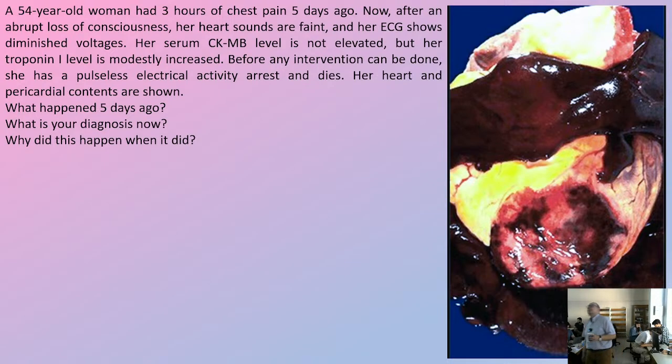And its history: 3 hours of chest pain 5 days ago. Now she has an abrupt loss of consciousness, and we have the creatine phosphokinase isoenzyme not elevated, but the troponin 1 level modestly elevated in her serum. And we have this autopsy patient. So what happened most probably to this patient 5 days ago, which however did not lead her to seek medical attention? What happened? Probably.